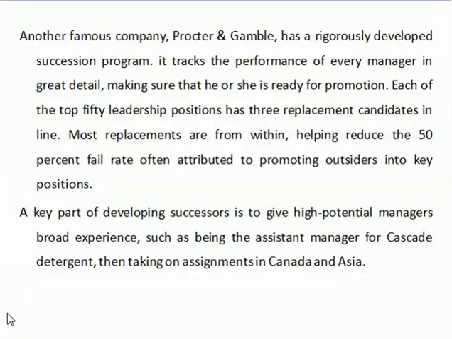Here, a key part of developing succession is that very high potential managers are given broad experience, such as being the assistant manager for Cascade detergent, or taking assignments in other areas or regions to develop their capability, like Canada and Asia.